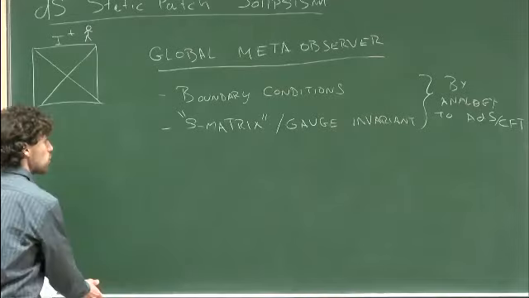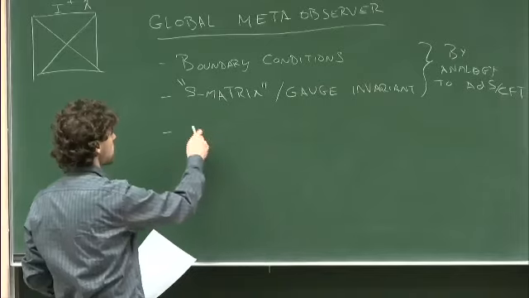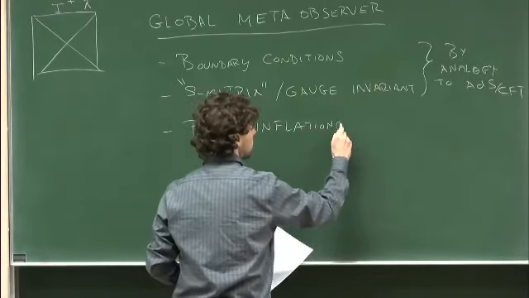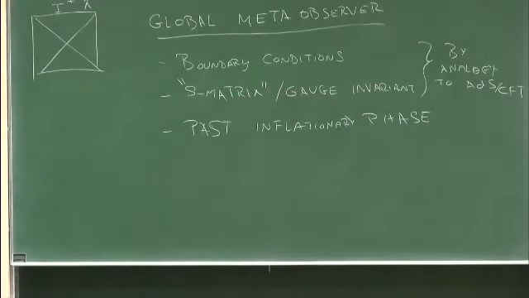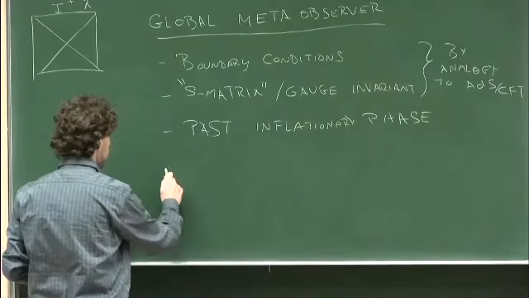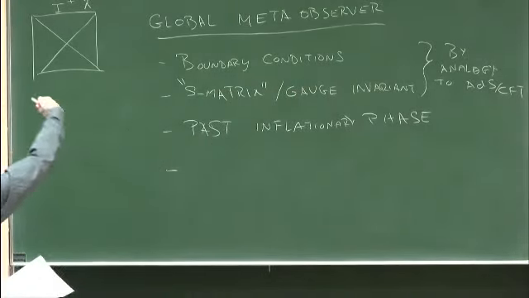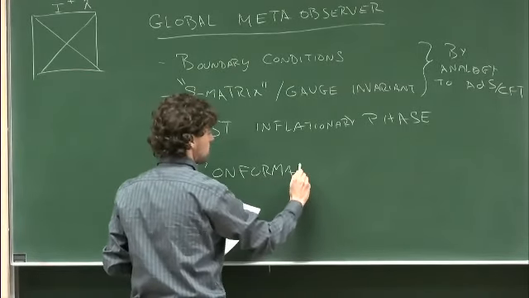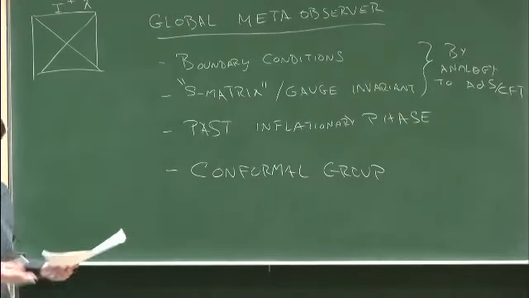Now, there are many other good features about this type of observable. They are connected with real-world physics. If you want to study the past inflationary phase of our universe, we are this sort of observer in some way. When we look at the sky and the CMB, we're looking at the universe from this point of view. Also, because there's a boundary, there's an asymptotic symmetry group, and there's some conformal group symmetry that we can use to characterize our correlation functions.